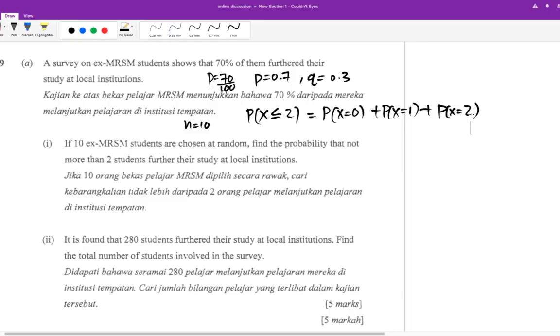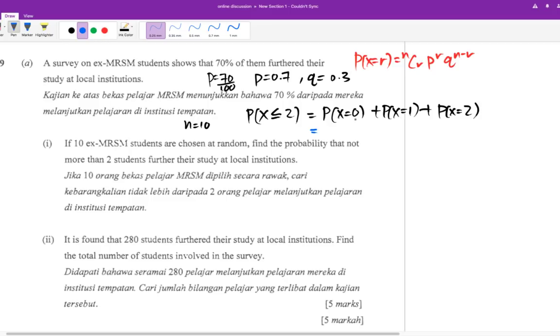And then you just substitute into the formula. Just in case you do not know about the formula, I can write it down. So it's just x equals to r. So the formula is nCr, p^r, q^(n−r). Alright, this is the formula. So I will just substitute everything into the formula here.